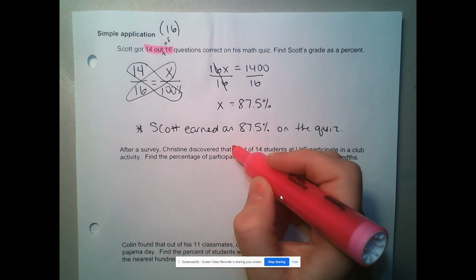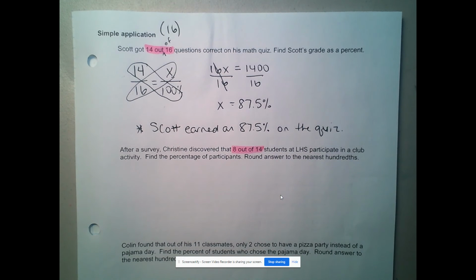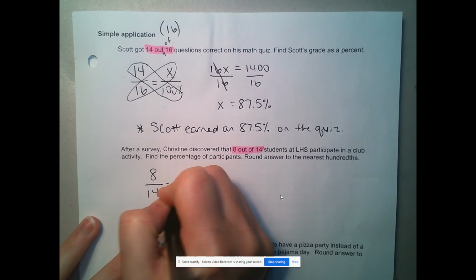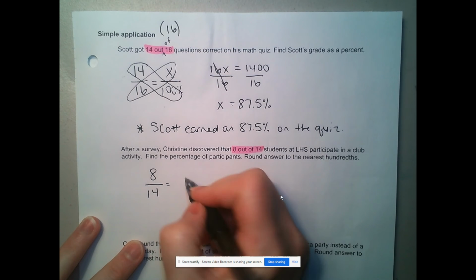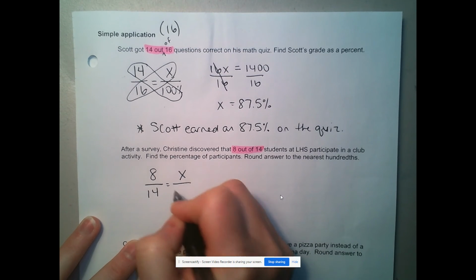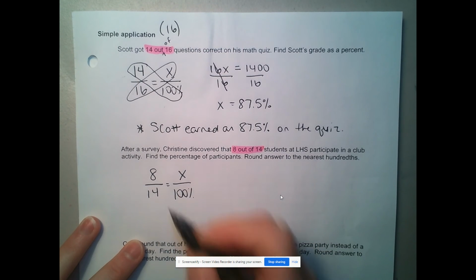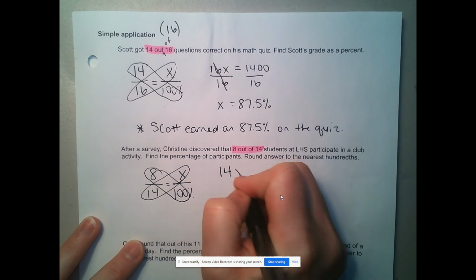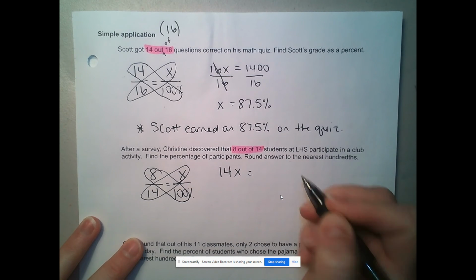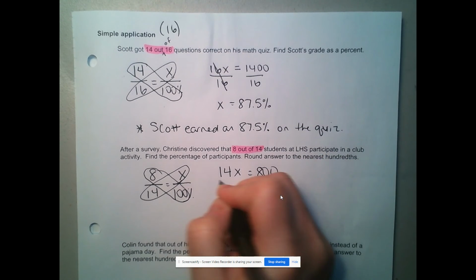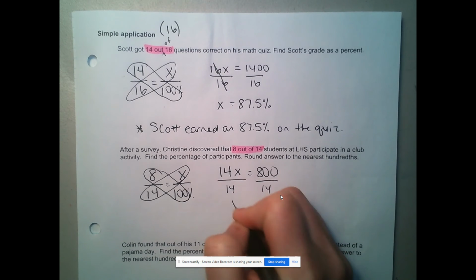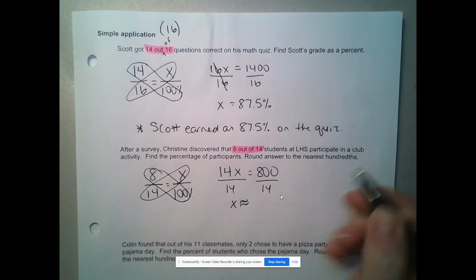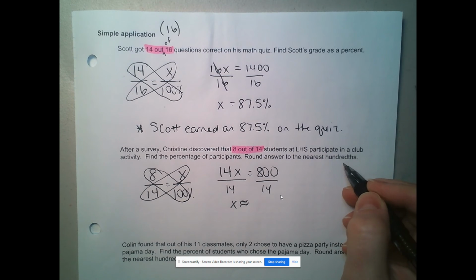So Christine discovered that 8 out of 14 students. So there's our fraction, 8 out of 14. And we want to turn that into a percent. So we're going to say, what percent is that, X out of 100%? We would cross multiply the 8 times the 100 and the 14 times the X, which I'm going to write on the left. The 8 times 100 is 800. Divide both sides by 14. X equals, now I'm going to have to switch that to approximately. Round to the nearest hundredths. I did have to do that.